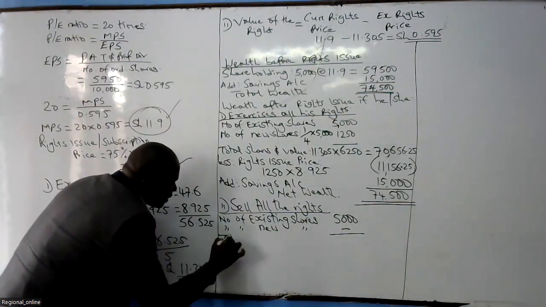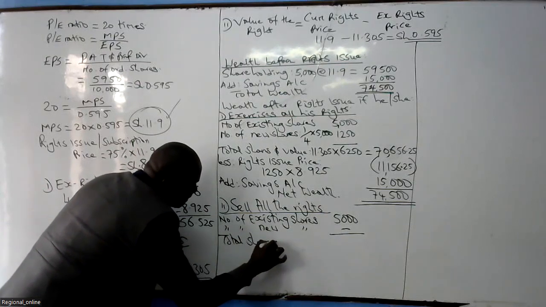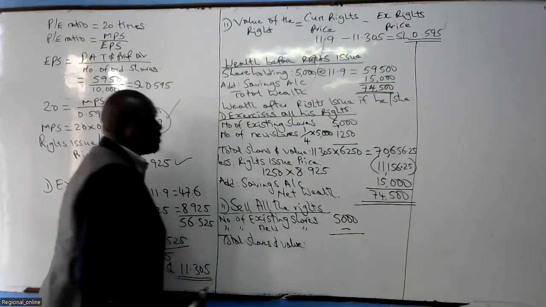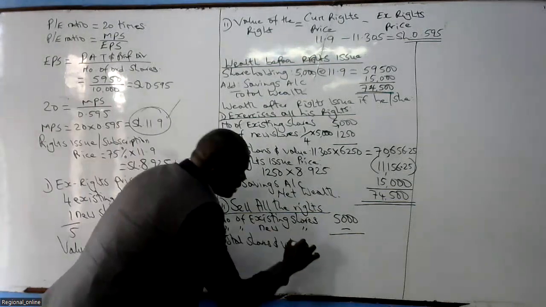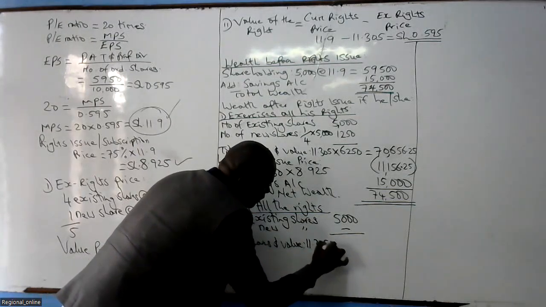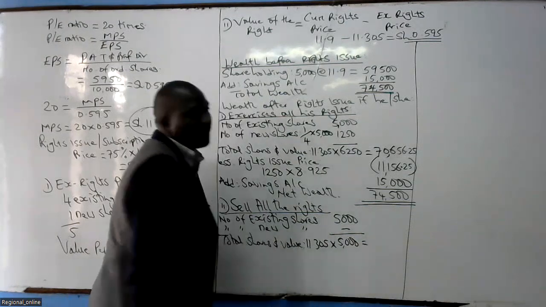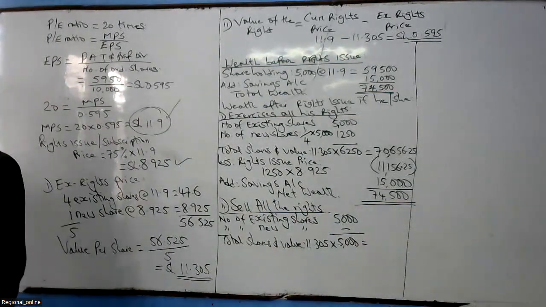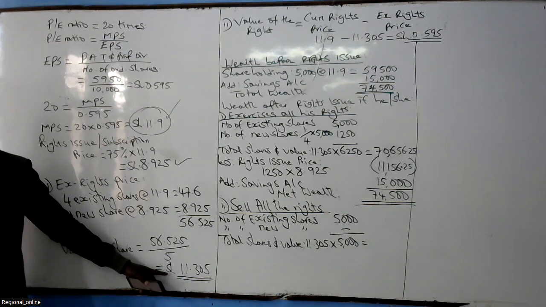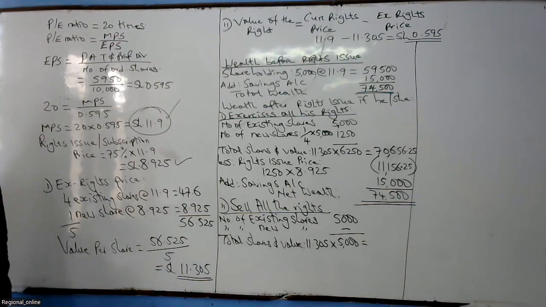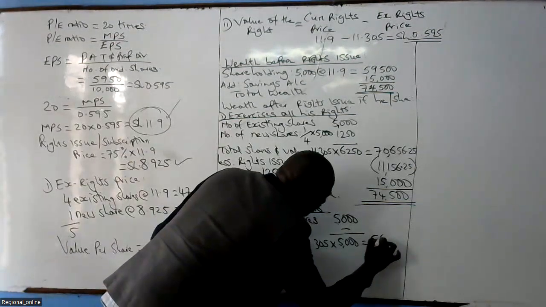Shall we have the total shares and value? Whether you do whatever, immediately after the rights issue, the share price must drop and the shares will sell at 11.305. The share price will reduce immediately after the rights issue, whether you took up the rights, you sold or you ignored. Time elapses, the price drops and starts selling at the expiry price. So it will be the value 56,525.